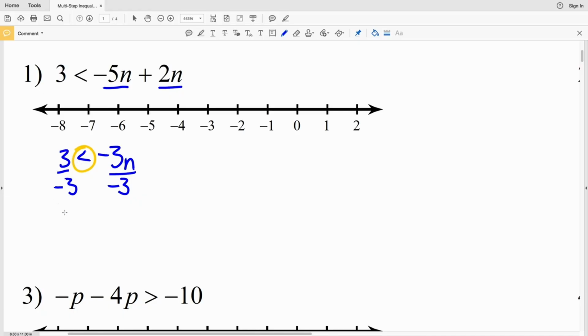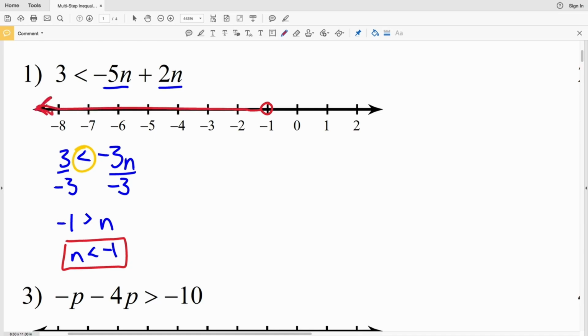So 3 divided by negative 3 is a negative 1, and that's going to be greater than negative 3n divided by negative 3, which is a positive n. We can also rewrite this as n is less than negative 1. Remember, keeping the inequality sign oriented the correct way. So we have n is less than negative 1. Graphing that, it's the same as we did in one-step and two-step inequalities. We're going to circle the negative 1 and shade everything to the left since n is less than negative 1.